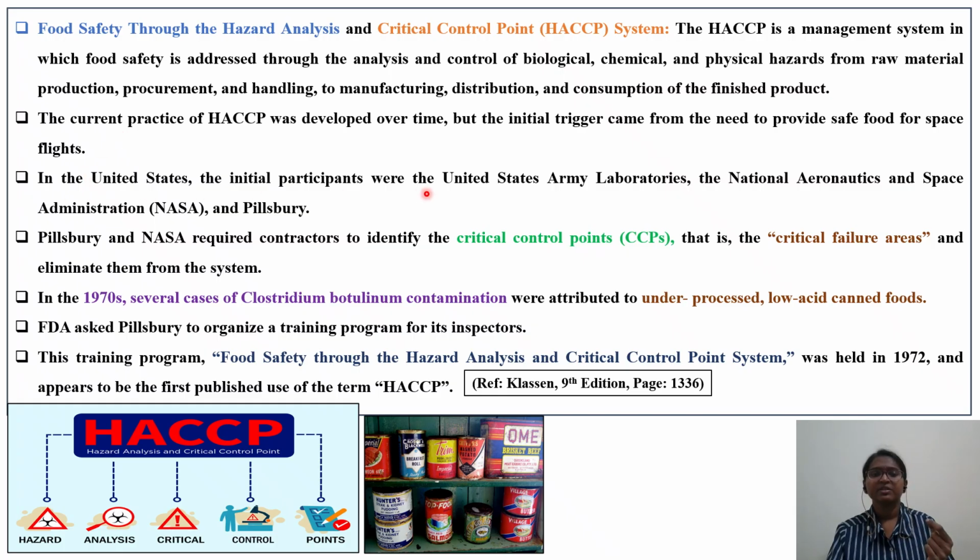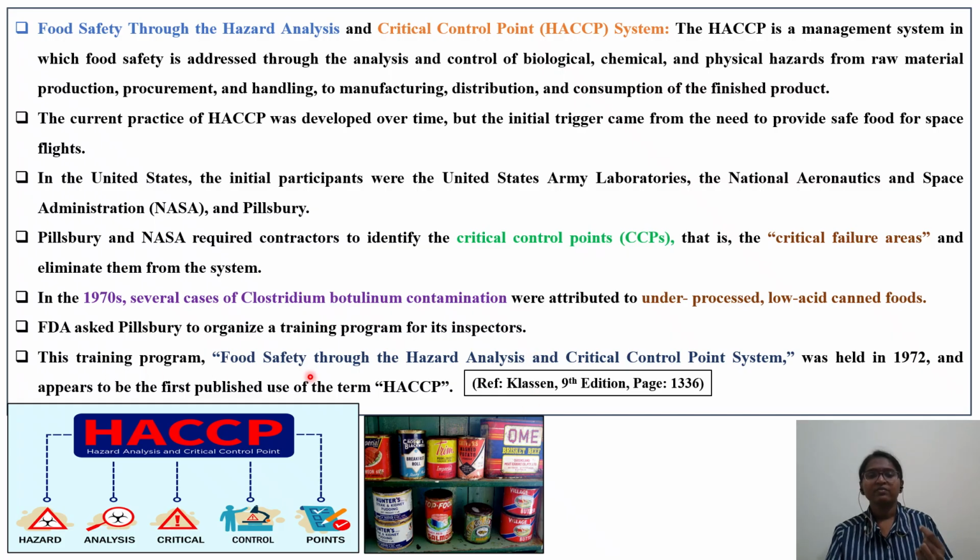In the United States, the initial participants were the United States Army Laboratories and the National Aeronautics and Space Administration (NASA), who required contractors to identify critical control points. This is what we have: critical control points (CCP), the critical failure areas, and eliminate them from the system. Also remember that around 1970, there were several cases of Clostridium botulinum contamination because of under-processed low acid canned foods. At that time, canned foods were contaminated with Clostridium botulinum, and by consuming this contaminated food, botulism will happen.